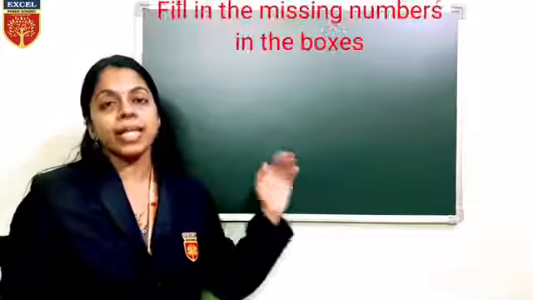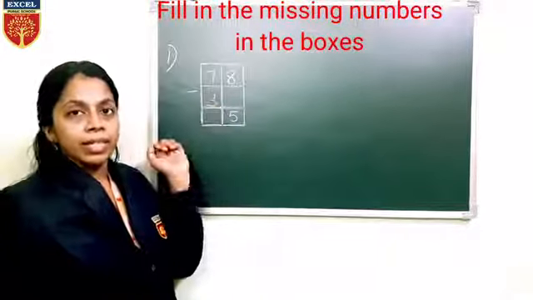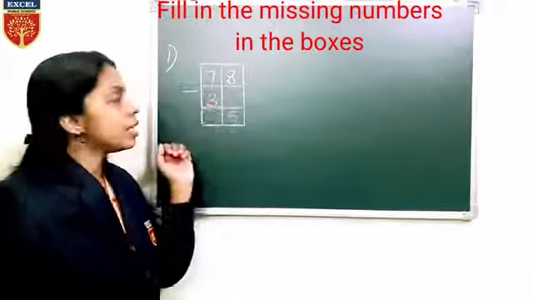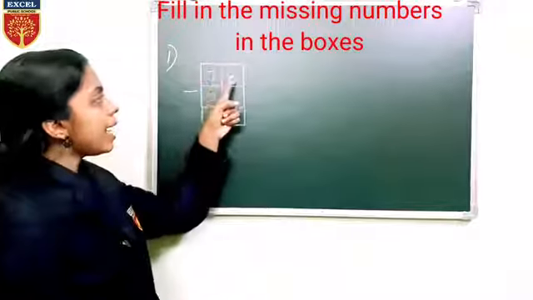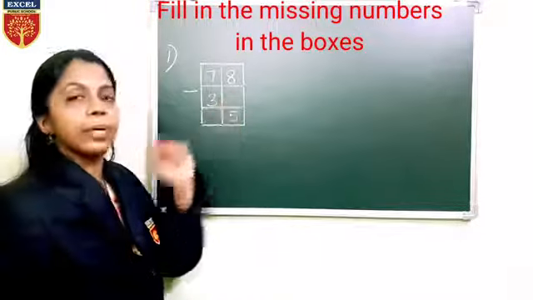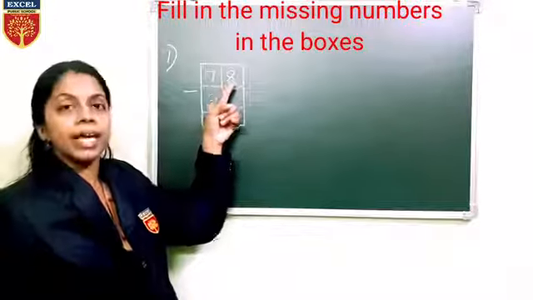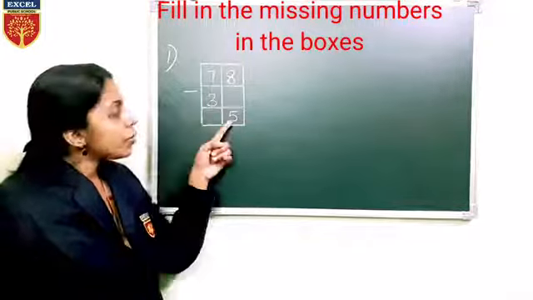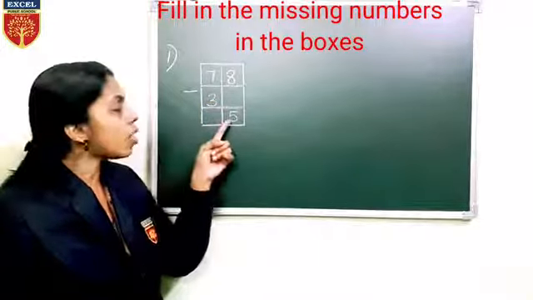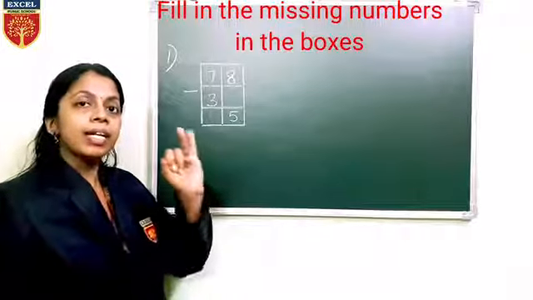Find the missing numbers. Let's see this question. Here some numbers are missing. How to find those numbers? Here 8 is given and 5 is also given. How to find this number? When we add one number to 5, we should get 8. How to find that number? You count after 5 till 8. After 5, 6, 7, 8.